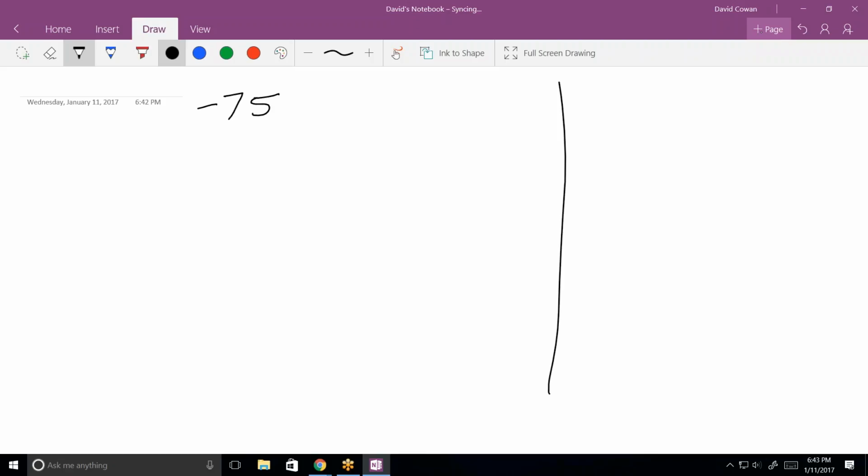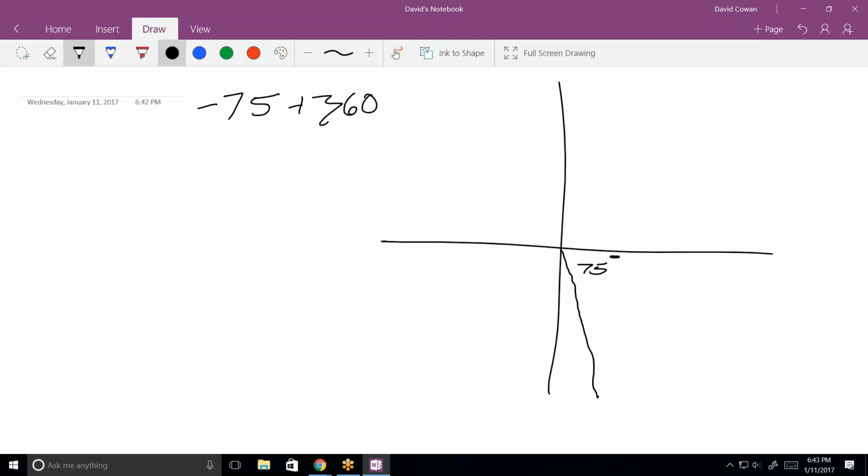Let's first of all graph that. Remember, it's a negative, so I'm going to go clockwise. That's 75 degrees right there. Now, to get the coterminal angles, there's an infinite number of them. I could add 360 and add another 360 and add another 360. They're each coterminal. But since they want a negative one and a positive one, if I add 360, that'll give me the positive one.